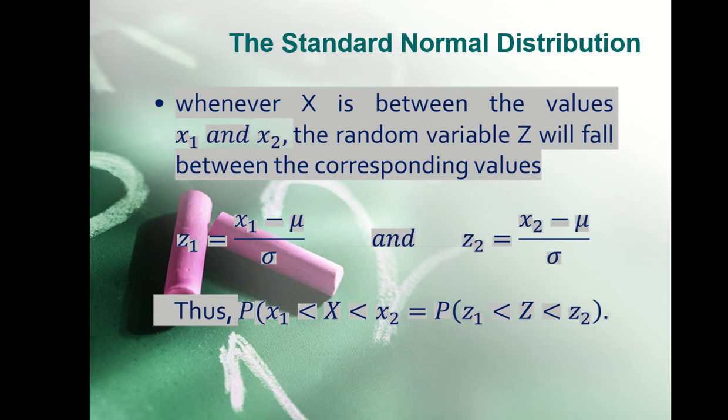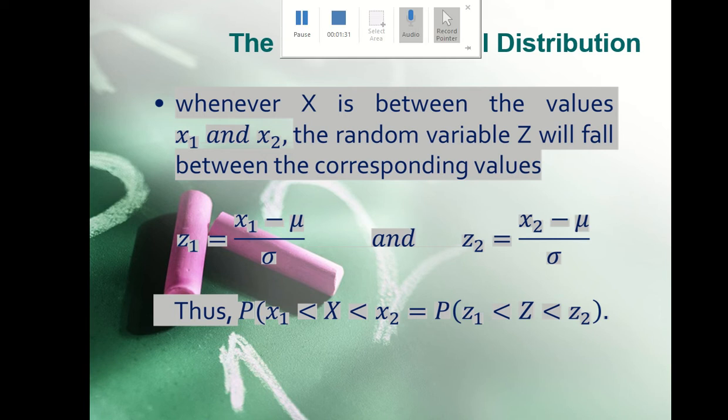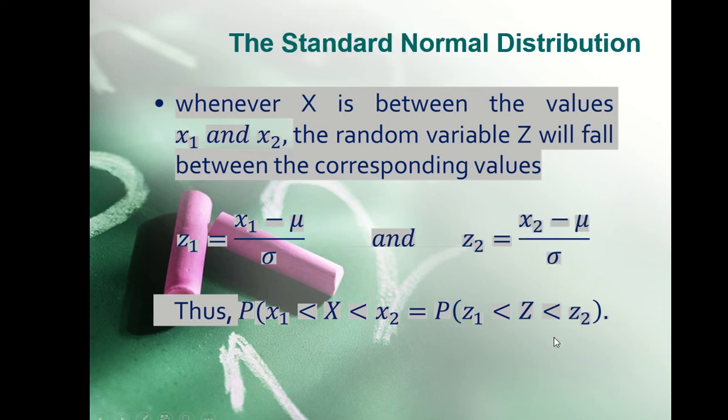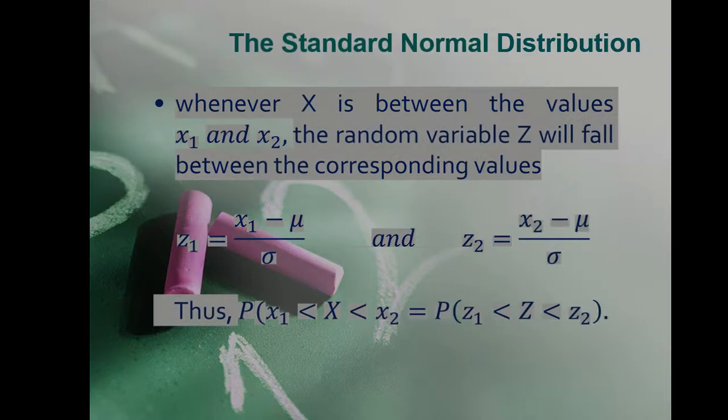In other words, kung dalawa na yung value ng raw scores natin as represented by x sub 1 and x sub 2, magiging dalawang beses din tayong magko-compute ng value ng z. Ito yung example natin sa Module 1 na kung saan nakikita natin na between two known values.